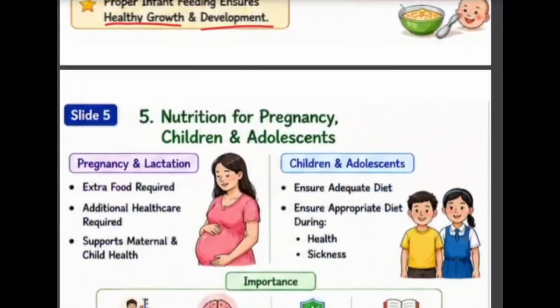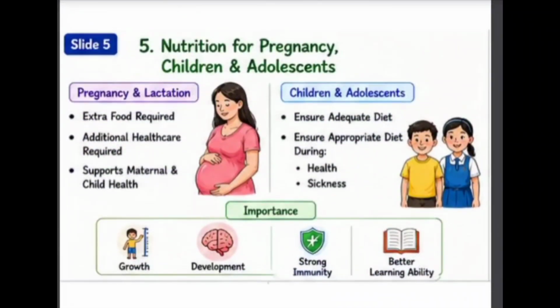Now let us move to the nutrition during different stages of life. Let us discuss nutrition for pregnancy, children and adolescents. These stages of life have unique nutritional requirements. First, let us discuss pregnancy and lactation here. Pregnant and lactating women require additional food and healthcare support because adequate nutrition during this period helps to support both maternal and healthy development of the child.